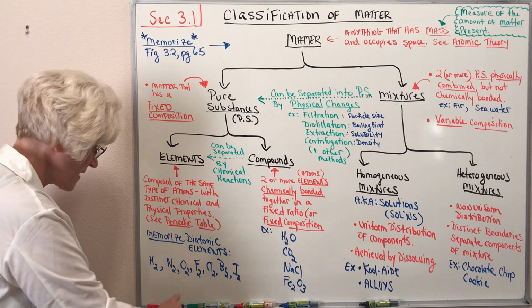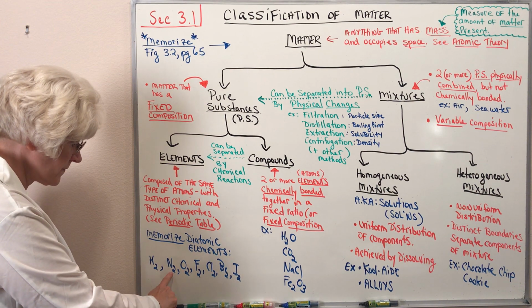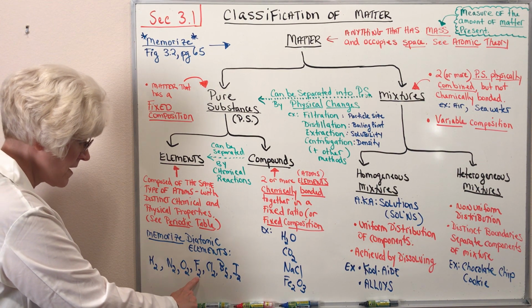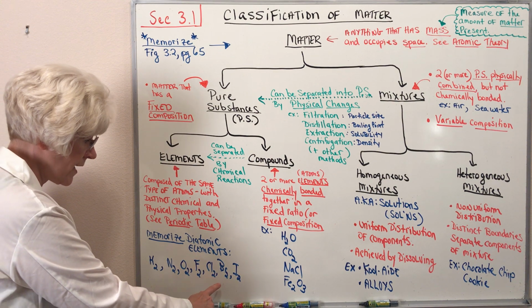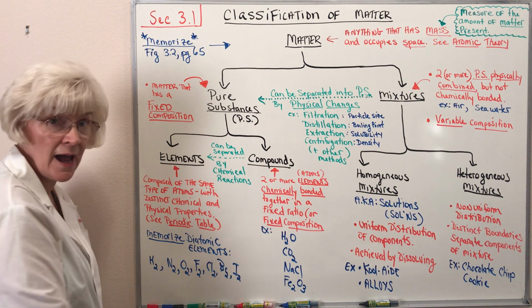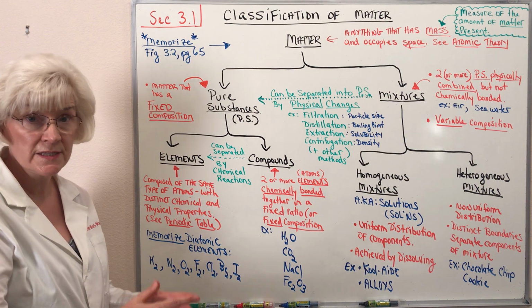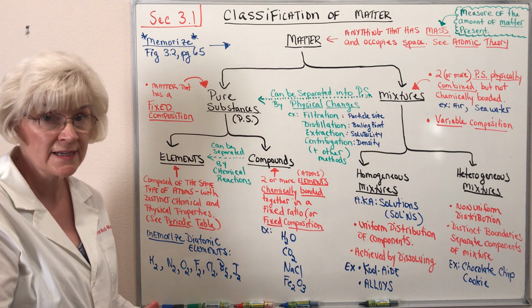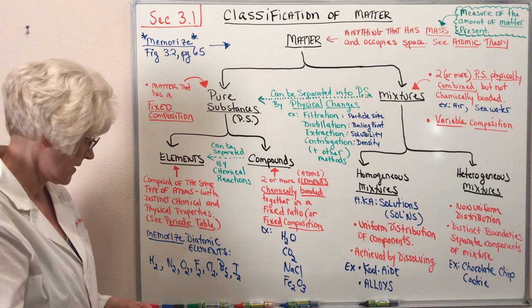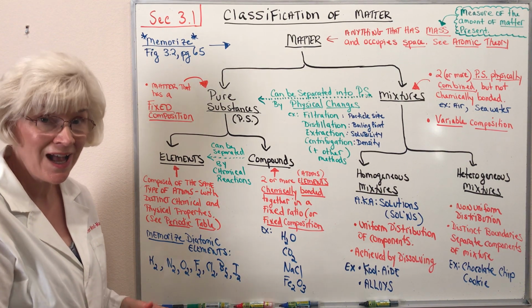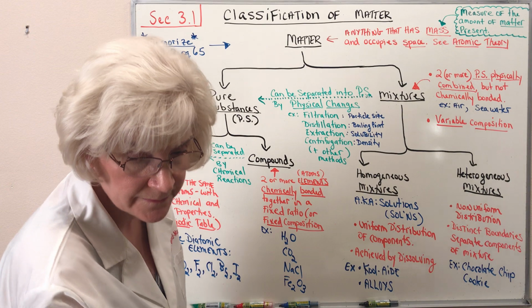But let's just read that list: hydrogen, nitrogen, oxygen, fluorine, chlorine, bromine, and iodine. This is the list of diatomic elements that you are responsible for memorizing this semester. Let the periodic table help you with that process.